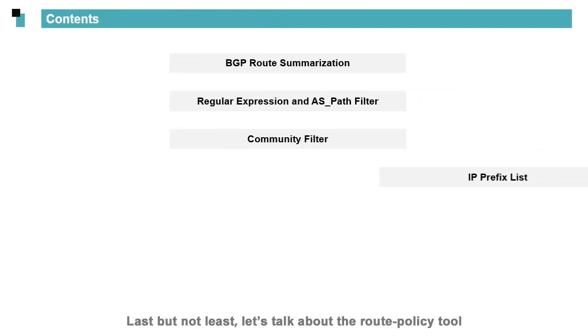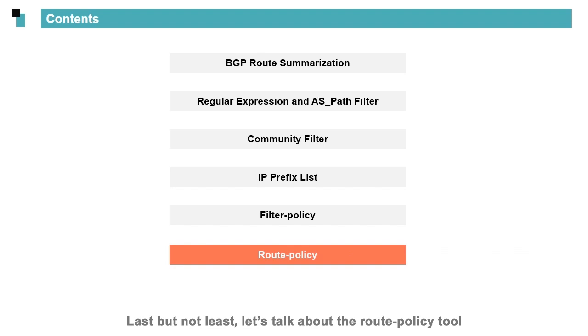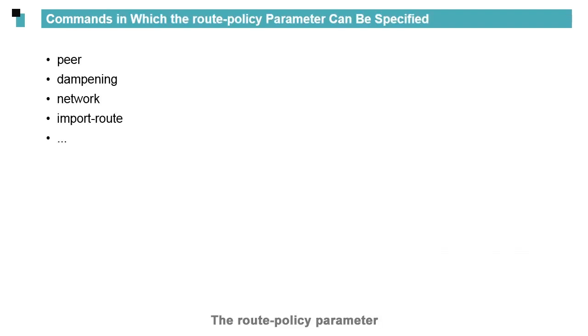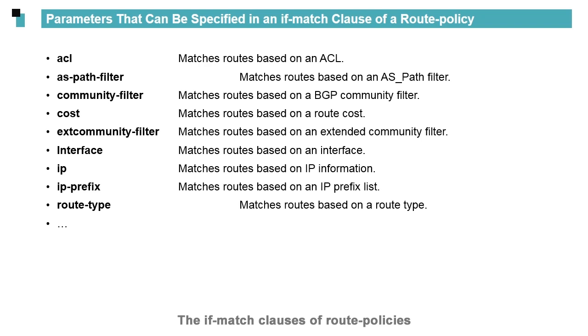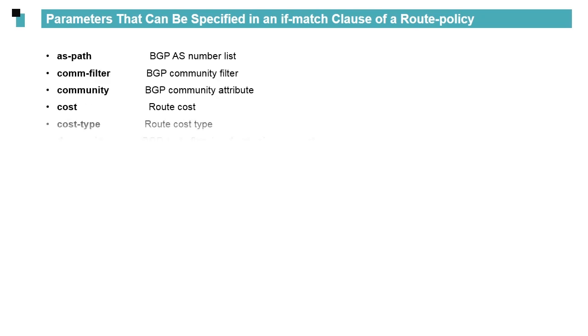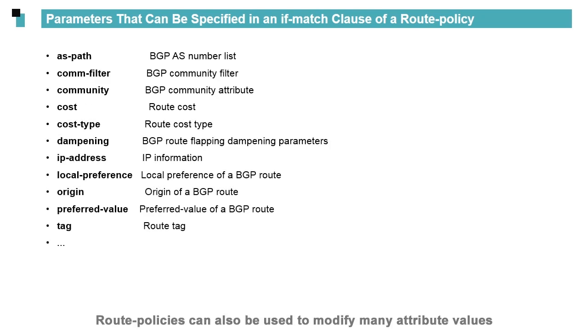Last but not least, let's talk about the route-policy tool, which is the most practical and powerful among routing policy tools. The route-policy parameter can be specified in many BGP-related commands. This slide shows only some of them. The if-match clauses of route policies can be associated with many parameters, such as ACL and AS path filter. Route policies can also be used to modify many attribute values, such as the AS path and cost.